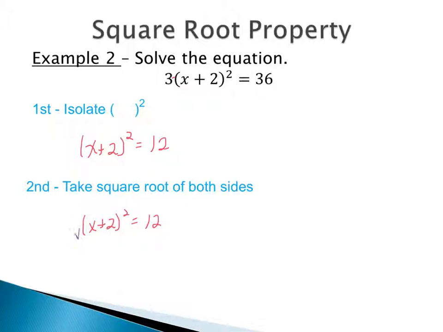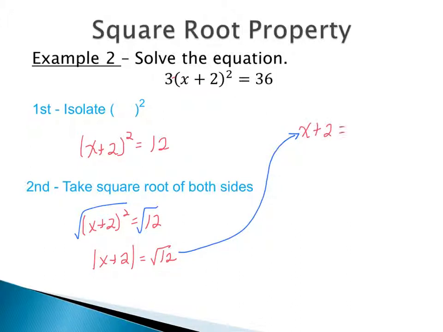So I'm taking the square root, but again, when I'm taking the square root of something squared, this really means that I have the absolute value of x plus 2 equals the square root of 12. But again, that inside can either be plus or minus to get us that answer of square root of 12. So I'm going to look at this then as x plus 2 equals plus or minus square root of 12.